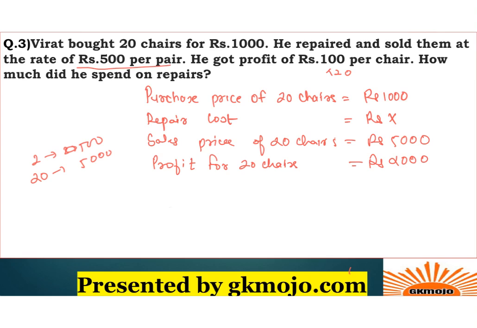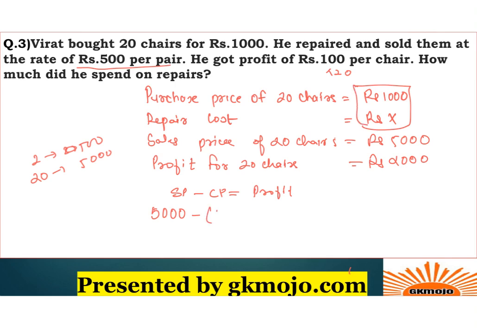So what would be the repair cost? What you have to do is SP minus CP is equal to profit. You have to input all the variables in this formula. What is the selling price? Selling price is rupees 5000, right? What is the cost price? Cost price is this 1000 plus this rupees X, because he incurred repairing cost as well.